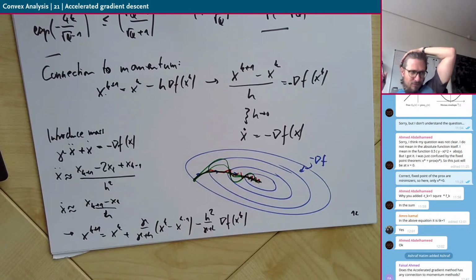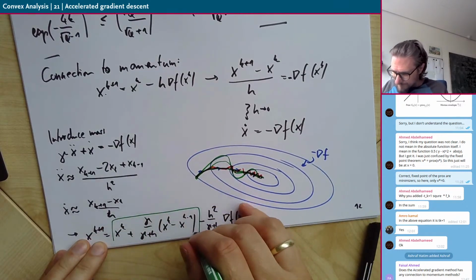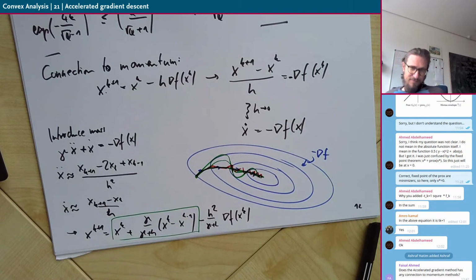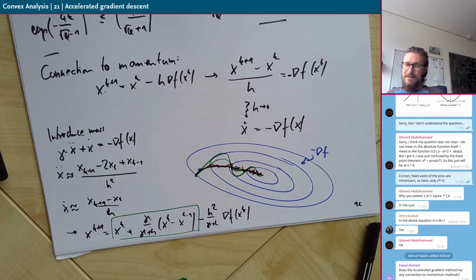So this is what you get, and what you see is that this here is the extrapolation step. But you also see that you don't have the extrapolation inside f. You only have the extrapolation outside of the gradient. Methods like this are called heavy ball methods. They are even older than the accelerated gradient method, by a few years. I think they're from the 60s by Polyak, and the accelerated gradient is from, I think, the 80s by Nesterov and Nemirovsky.